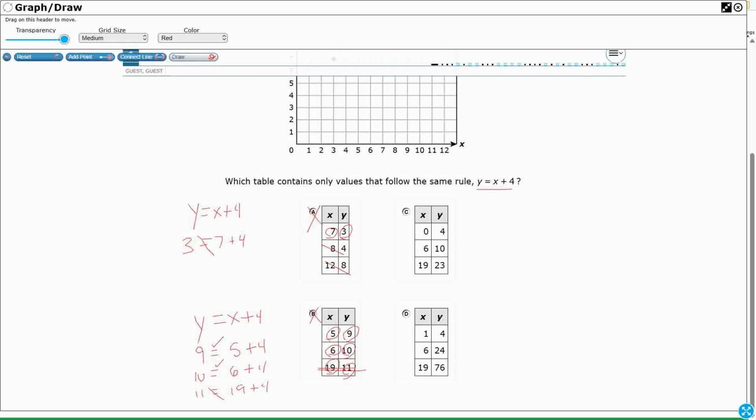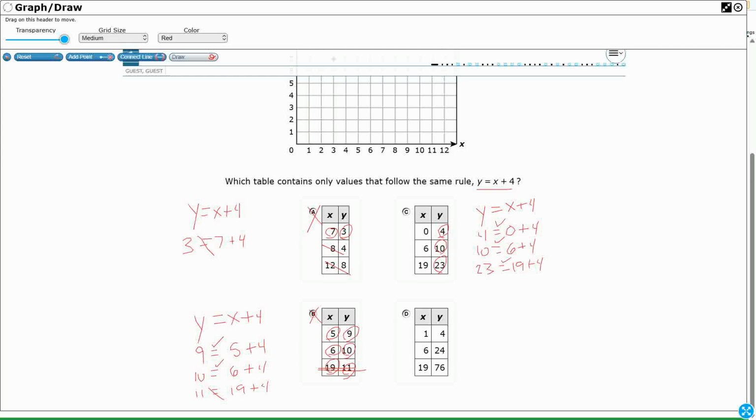All right, so that's why we check. y equals x plus 4. So y is 4, x is 0. Yeah, 0 plus 4 makes 4. Let's check the second one. y is 10, x is 6, plus 4, yes. And then y is 23, x is 19, add 4. Okay, so C looks like it works.